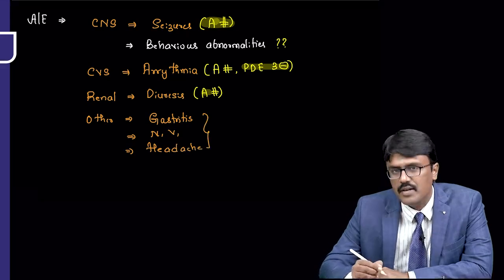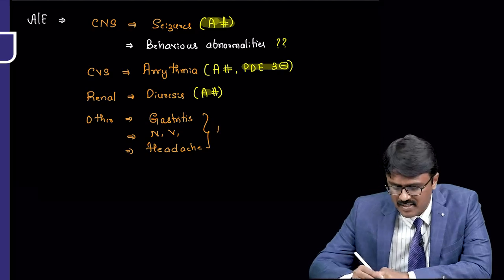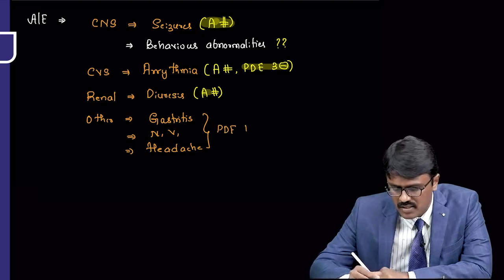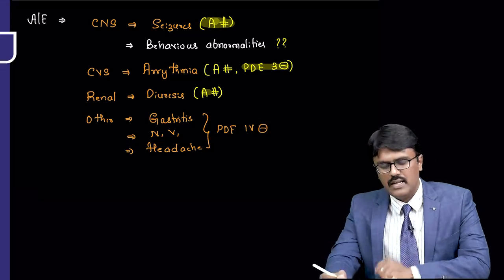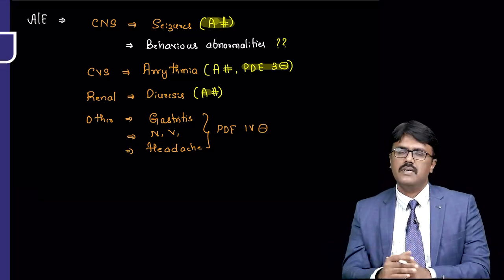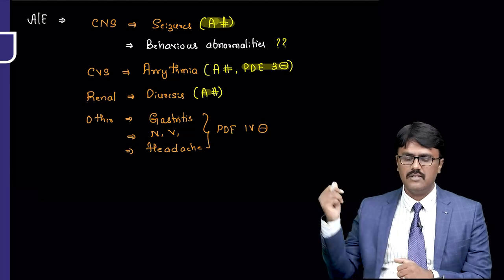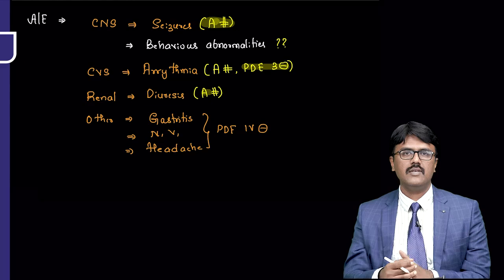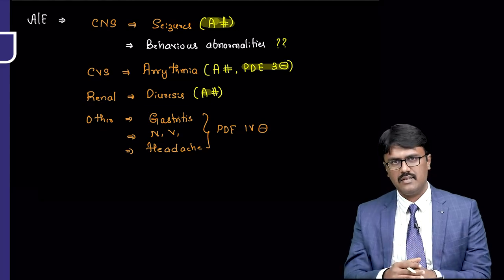And these are due to what? What is the mechanism for that? It's because of phosphodiesterase 4 inhibition. So the adverse effect and the mechanism is also being asked in the exam. That's why this is being dealt in detail for you. So that is about methylxanthines.